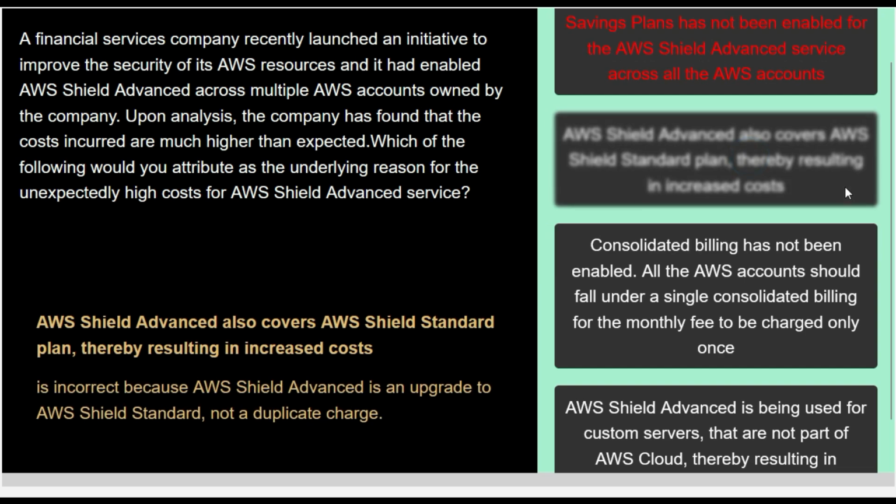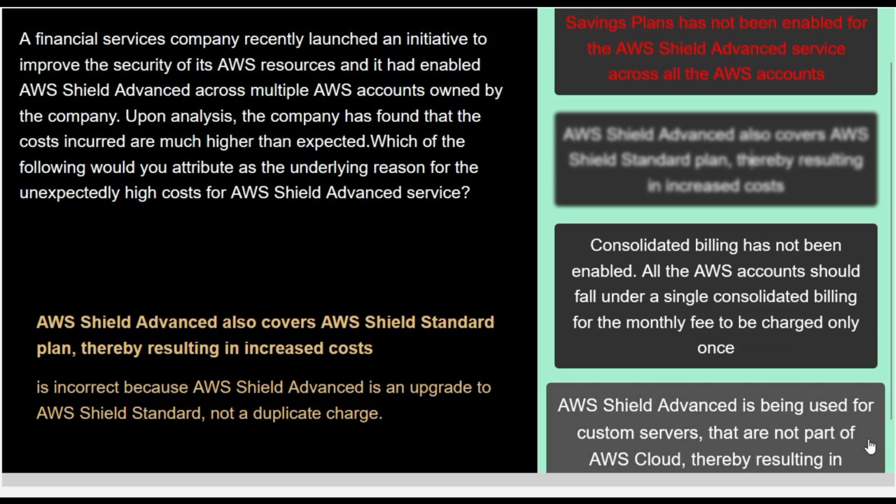Okay. Let us go to option number 2. AWS Shield Advanced also covers AWS Shield Standard plan, thereby resulting in increased costs. This option is incorrect because AWS Shield Advanced is an upgrade to AWS Shield Standard, not a duplicate charge. So option number 2 is also the wrong answer.